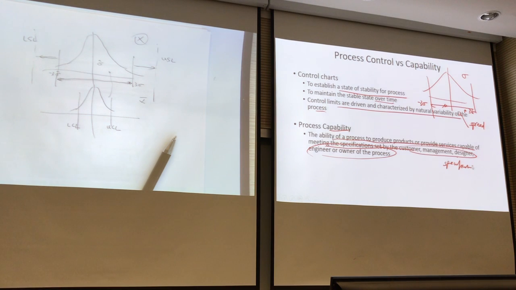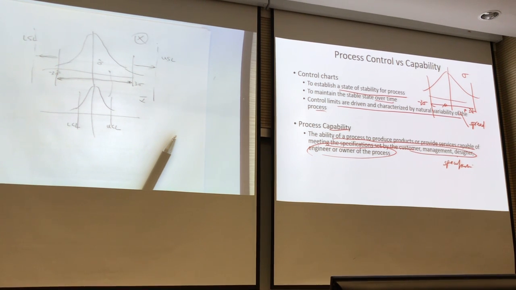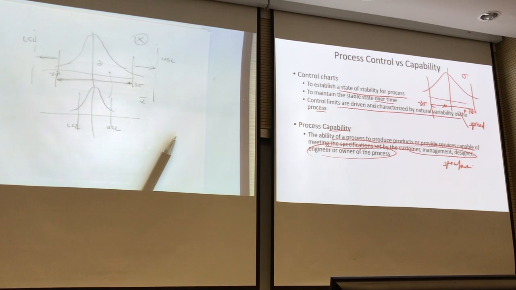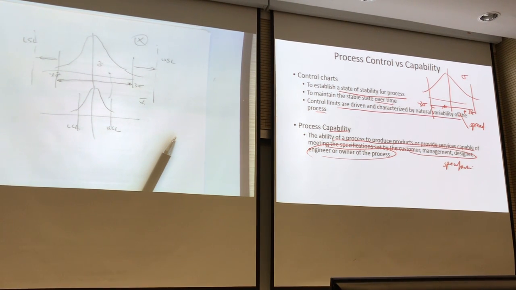Product specifications. When you do product specification, you have an upper spec limit and a lower spec limit. But remember, product specification is different from control limit. Upper specification limit and upper control limit are two different things, right? Be careful. A lot of people, after a while, confuse control limit and upper spec limit. So they're different, right? Specifications are normally specified by the designer, customer, or the process owner or management.